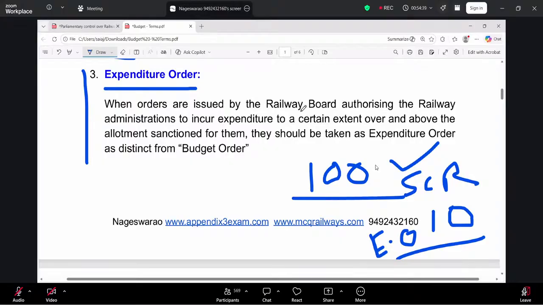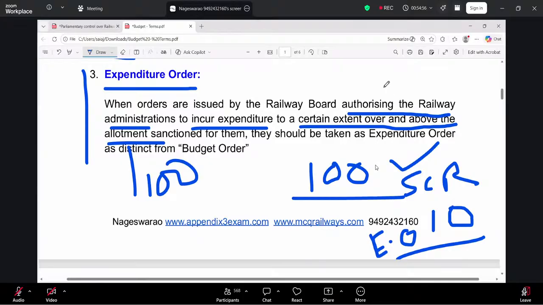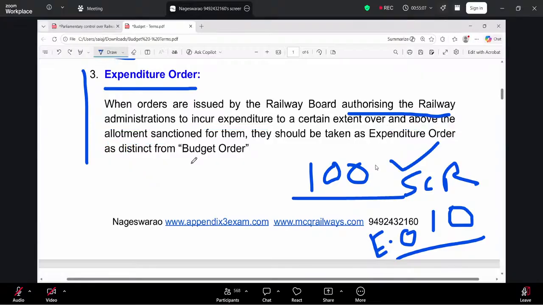See, when orders are issued by Railway Board authorizing railway administration to incur expenditure to a certain extent over and above the budget grant, over and above the allotment. What is allotment? 100 rupees. How much is it extra? Yes, 10 rupees. It is called expenditure order. Please check, it is a very important examination point. So it is an expenditure order, distinct from budget order.